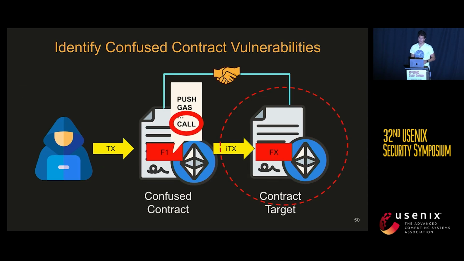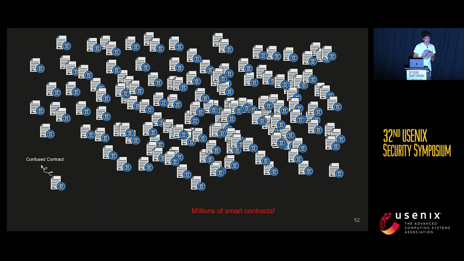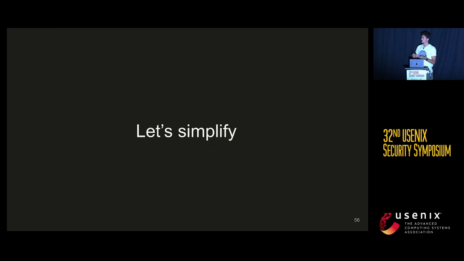Then the second step, we need to find targets. We cannot just find open calls. We need to know how to use those calls to exploit some interesting state. So how do we find a contract target? Sometimes it's not easy because there can be millions of other contracts where our confused contract holds some sort of state. And sometimes we don't even know which action we want to run against these targets. So in the paper, we suggest a couple of strategies to find contract targets. And here I want to just go briefly over one of those.